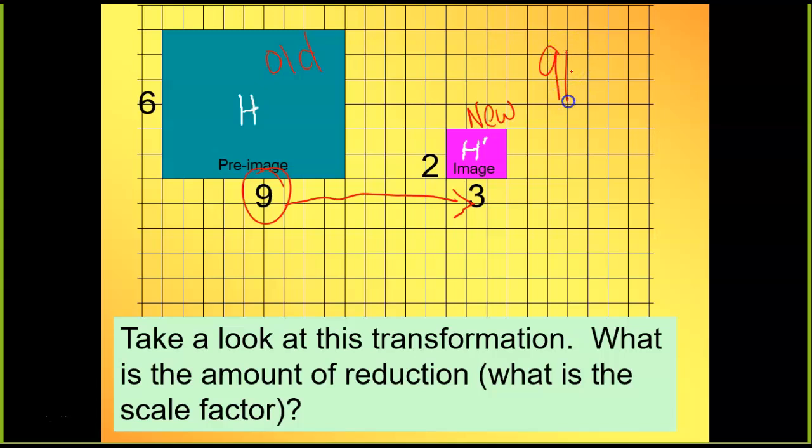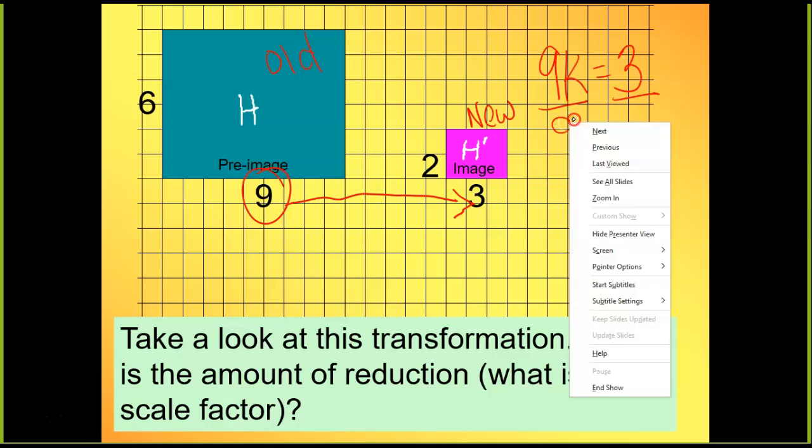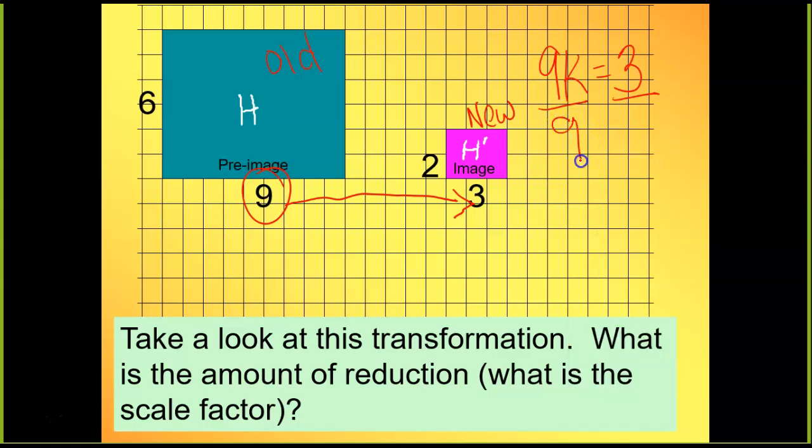So 9 times some number equals 3. No times. Oh, okay. So what are we going to end up dividing by? 9. I'm going to end up dividing by 9. So, what is my scale factor?